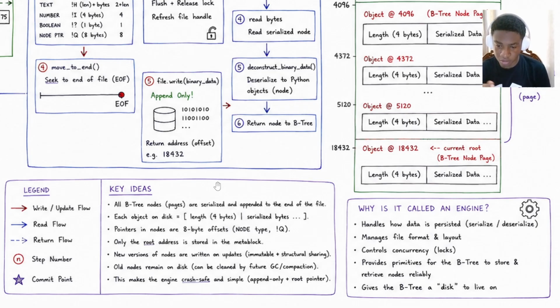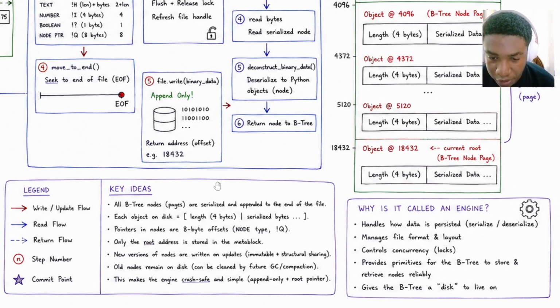As for my own database, it is actually single threaded, so there are no multiple operations happening at once together. Everything is serialized and linear. Everything only happens one at a time, not in parallel, and it provides primitives for the B-tree to store and retrieve reliably, and it gives the B-tree a place to live. So basically that's it in a nutshell.